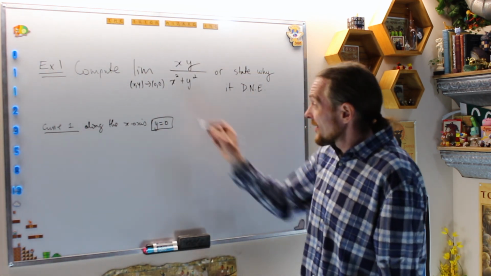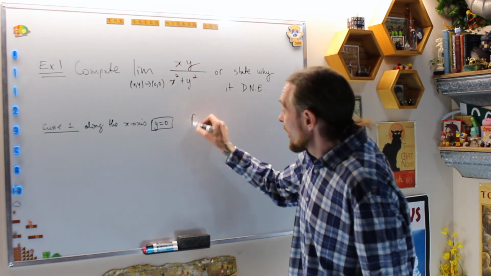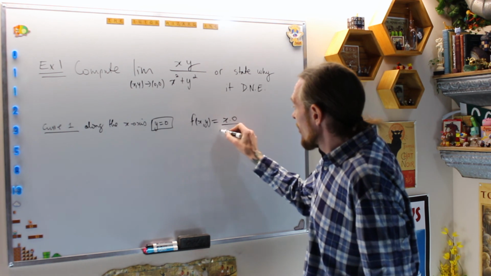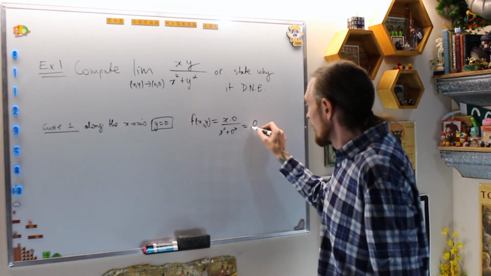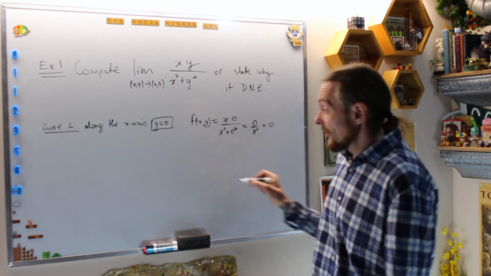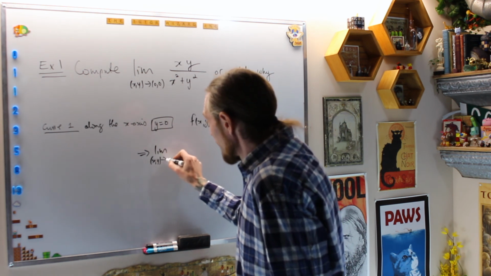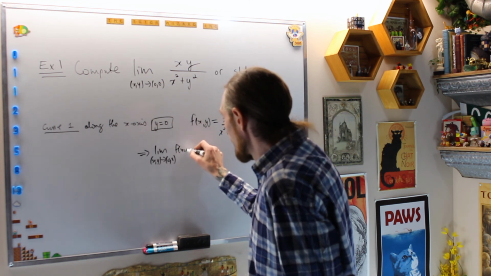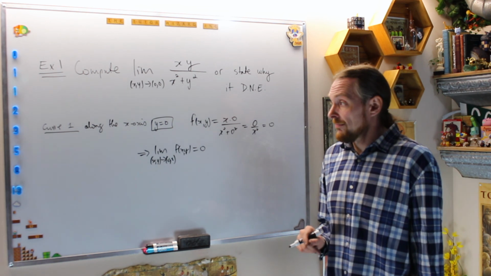If I approach (0, 0) along the x-axis, what that's saying is my function f(x, y) in this case would equal x times 0 over x squared plus 0 squared, which is 0 over x squared, which is 0. Along this curve, the limit as (x, y) approaches (0, 0) of f(x, y) is going to be 0 along the x-axis.